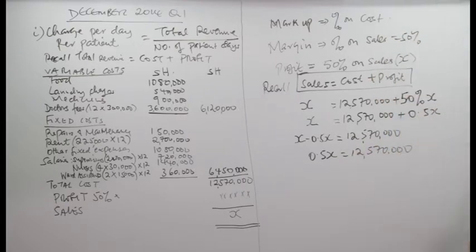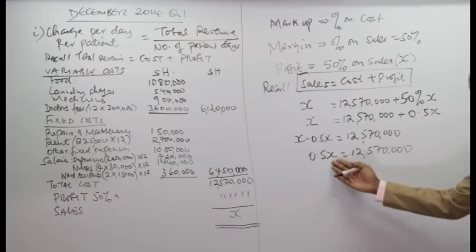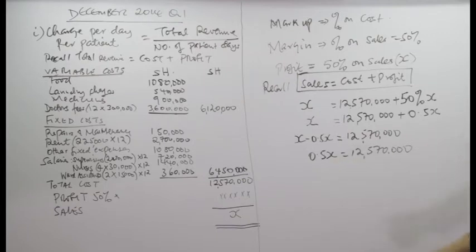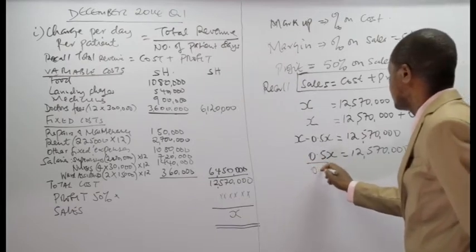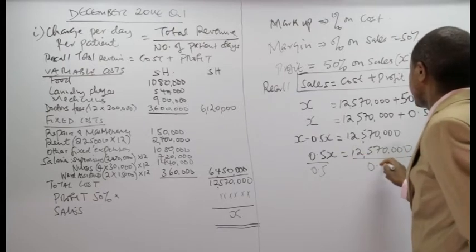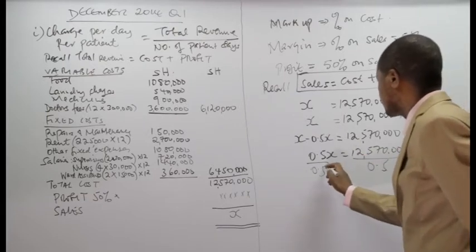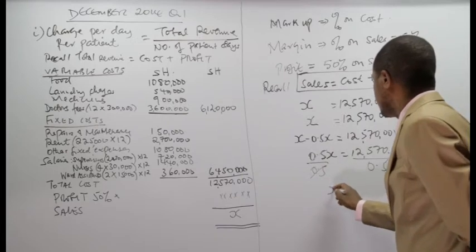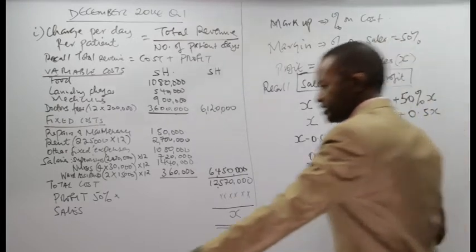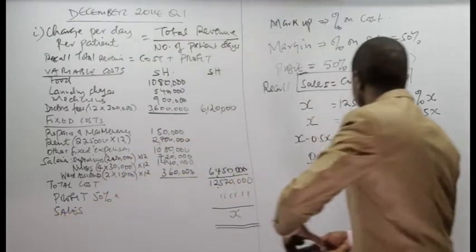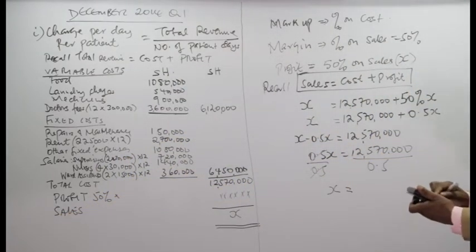We are revising, are we not? So make X the subject of the formula. Divide both sides by 0.5. That cancels with that, so that we have X, which is our sales, is equal to 12,570 divided by 0.5. So I'm getting here 25,140.